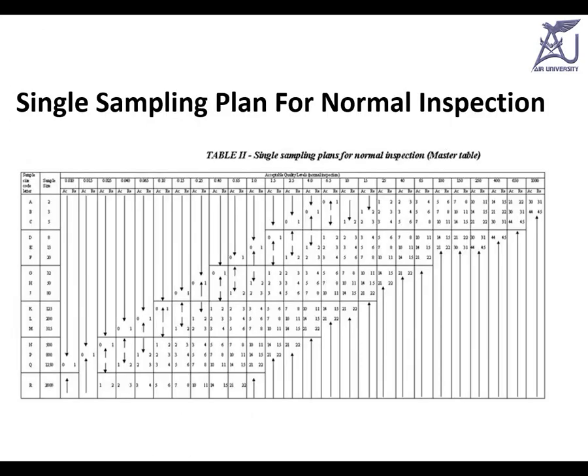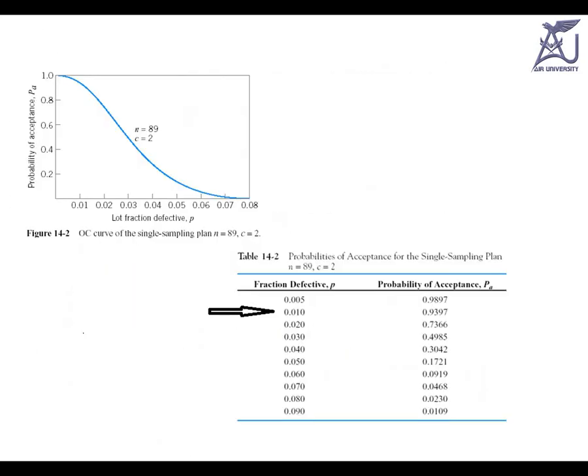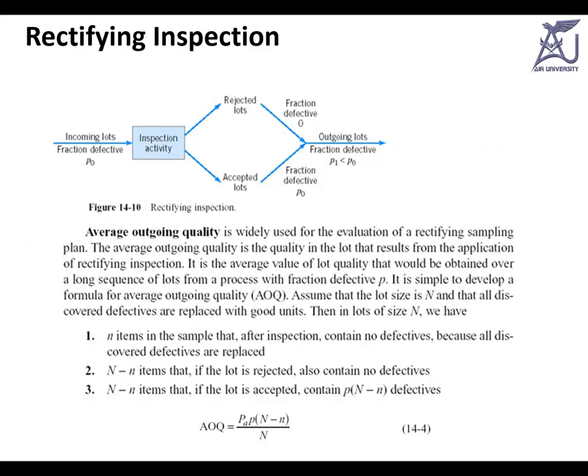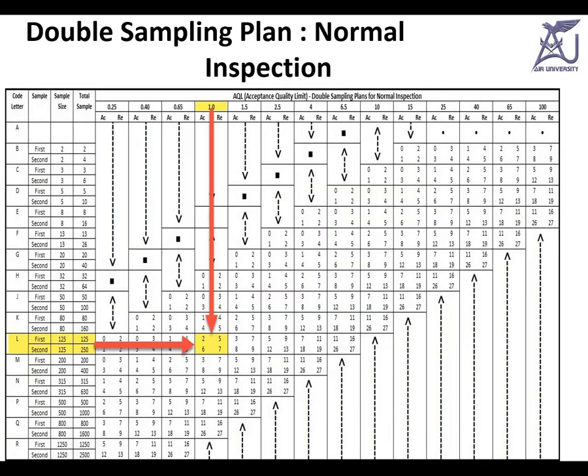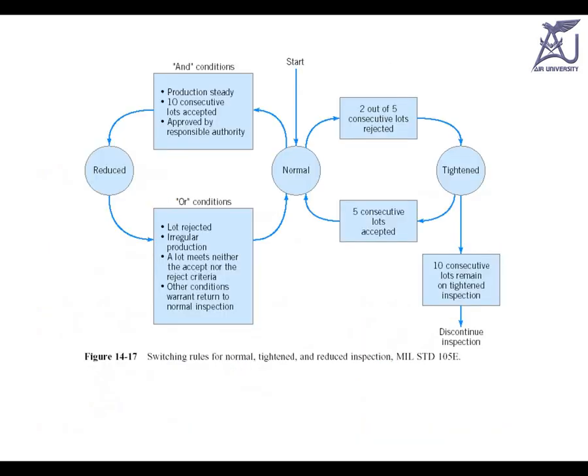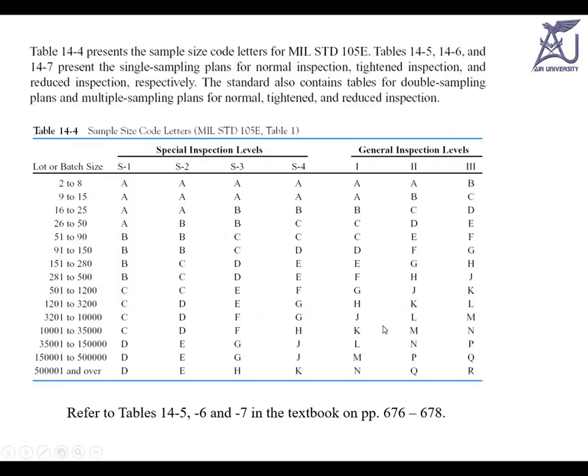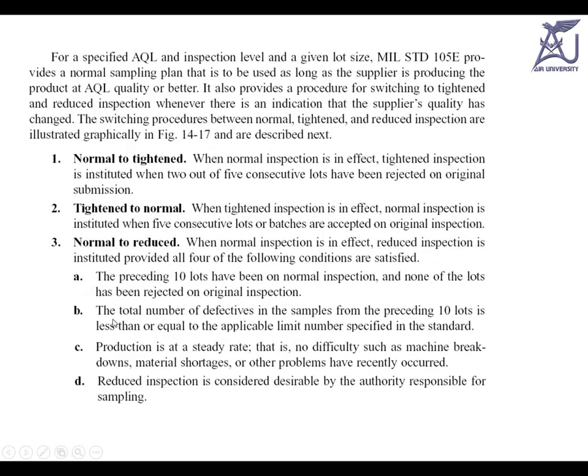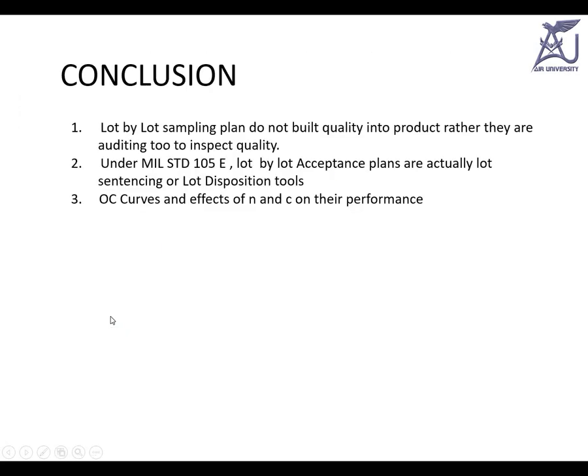Let me show you level 2. Okay, level 2, letter L. That means a lot size of 10,000 was given, so you go for the letter L. This letter L basically comes from the lot size, and once you find out the letter L, then you can see the double sampling plan.